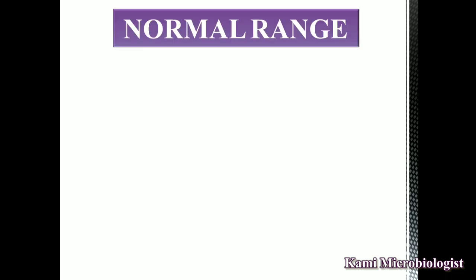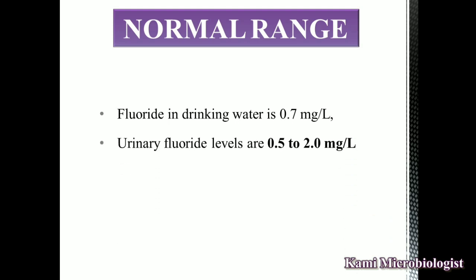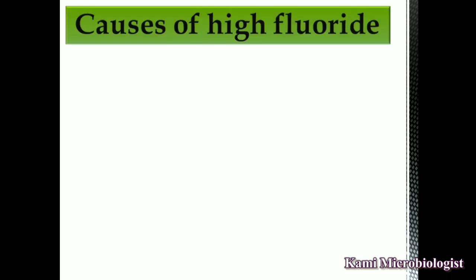Now let's see the normal range. In drinking water, the fluoride level should be 0.7 milligram per liter. If you want to check the fluoride level in the urine, it should be 0.5 to 2.0 milligram per liter. The fluoride level in the blood should be 0.1 to 0.5 microgram per milliliter.